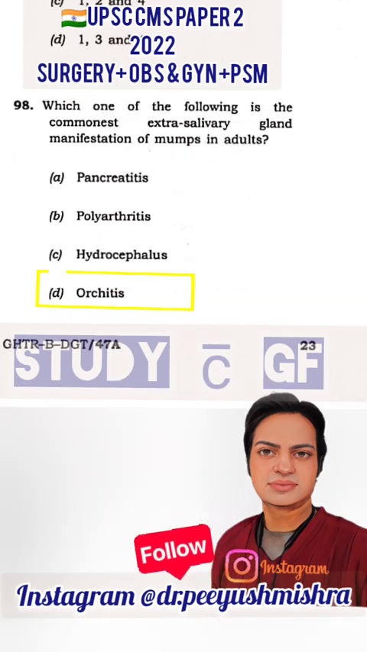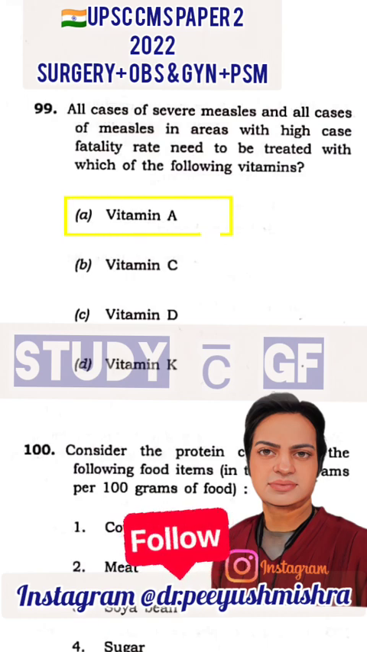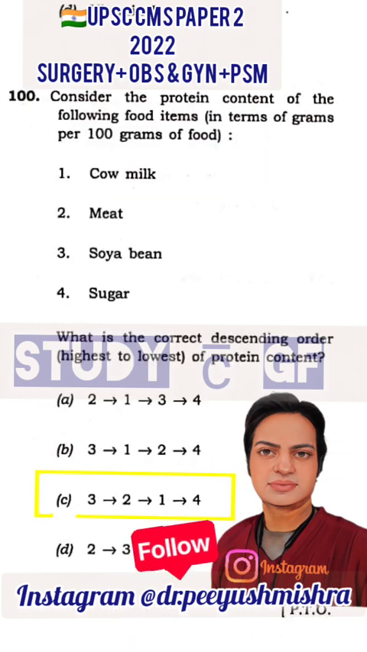Which one of the following is the commonest extrasalivary gland manifestation of mumps in adults? Orchitis. All cases of severe measles and all cases of measles in areas with high case fatality rate need to be treated with which of the following vitamins? Vitamin A.